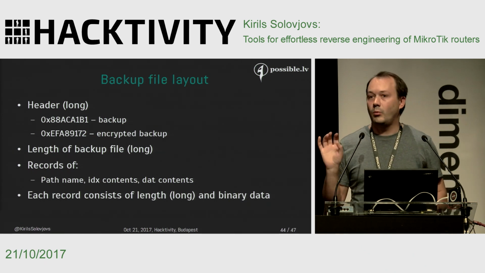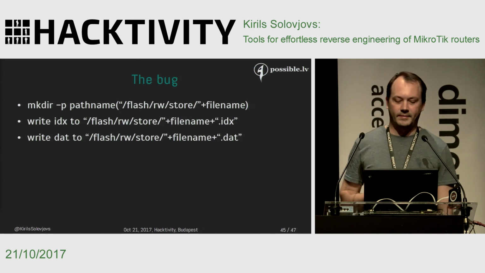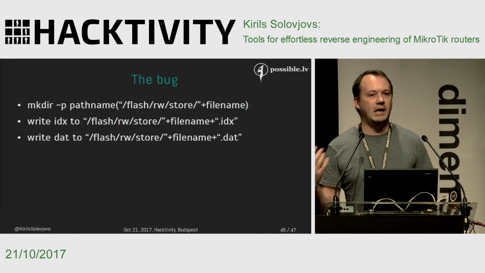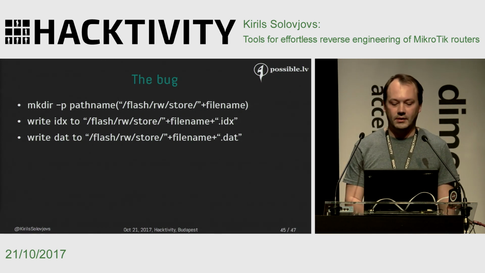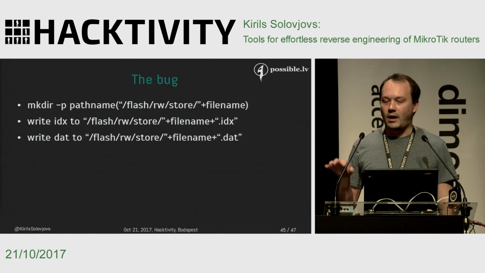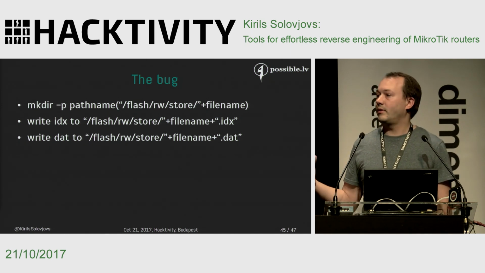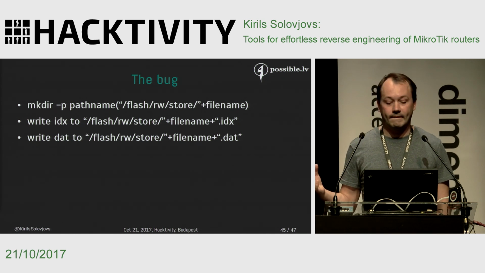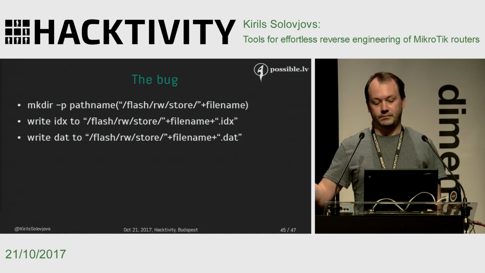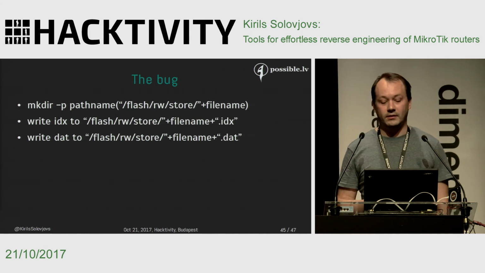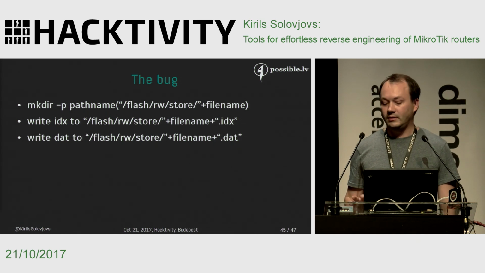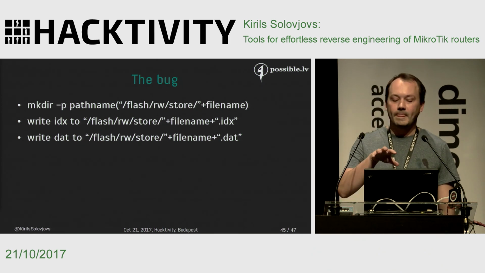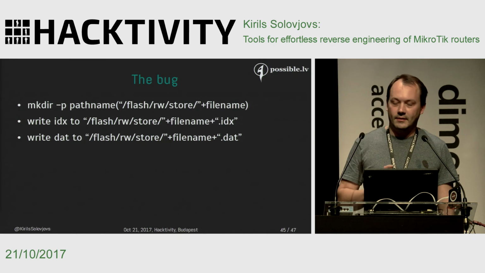What happens when the router loads the backup is this. It doesn't use bash for that, of course. It uses their own binary, but this is what happens. It creates all the required folders because, as you saw, there are subfolders employed. Then it writes the IDX file to that location, and then it writes the dat file to that location. And that's basically it. Now, the vulnerability lies within the fact that you can actually specify the file name however you want.